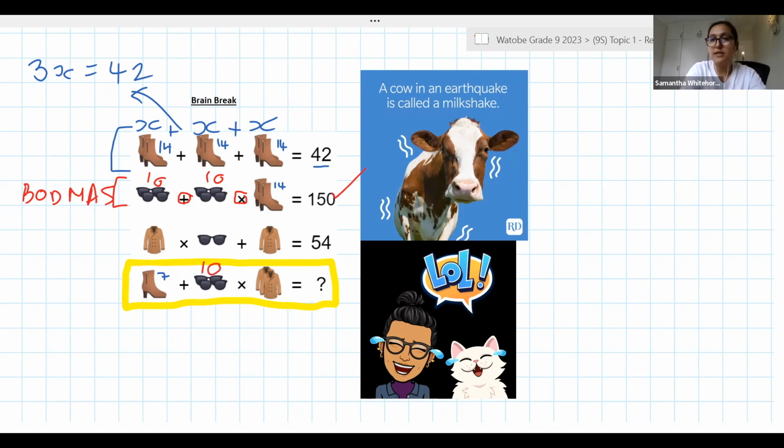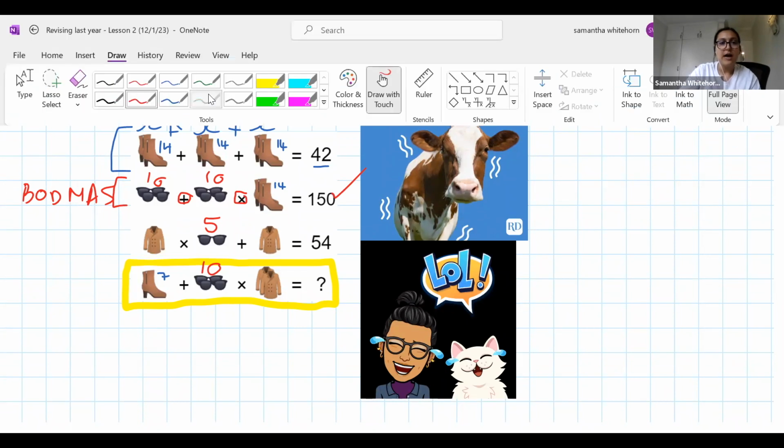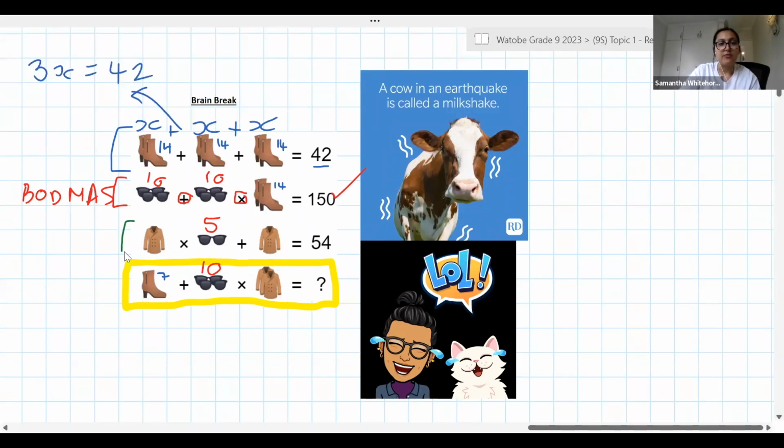By the same reasoning, if I only have 1 pair of sunglasses, this is only worth 5. Now when I head into my third equation, I just need to figure out the value of my coats. But again, there's a multiplication and an addition, so I need to be careful of BODMAS. Does anyone want to try and tell me what the coats are equal to, or what the coat's value is?